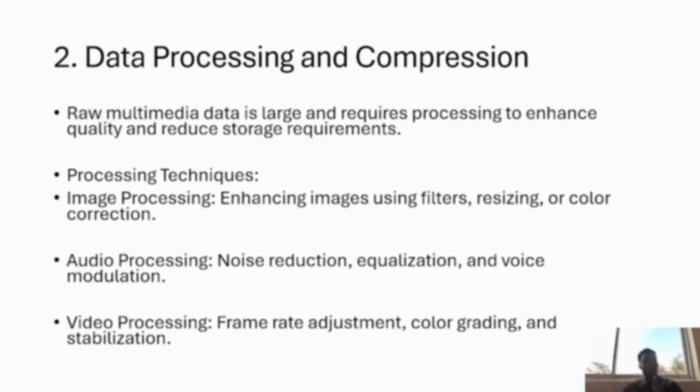The second operation of multimedia systems is data processing and compression. Raw multimedia data is large and requires processing to enhance quality and reduce storage requirements. Processing techniques: image processing, enhancing images using filters, resizing, or color correction. Audio processing: noise reduction, equalization, and voice modulation. Video processing: frame rate adjustment, color grading, and stabilization.